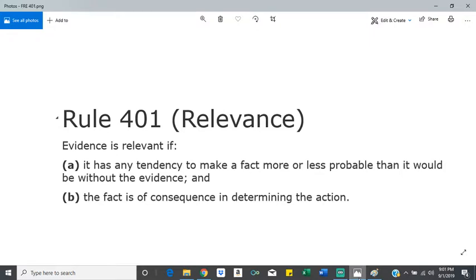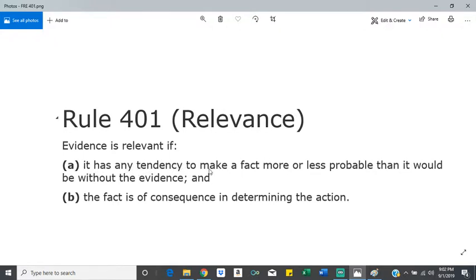But as with everything, you first look towards the rule. So Rule 401 states evidence is relevant if A, it has any tendency to make a fact more or less probable than it would be without the evidence, and B, the fact is of consequence in determining the action. So this is a two-part rule, and before I move on, I want to hone in on a couple of different factors.